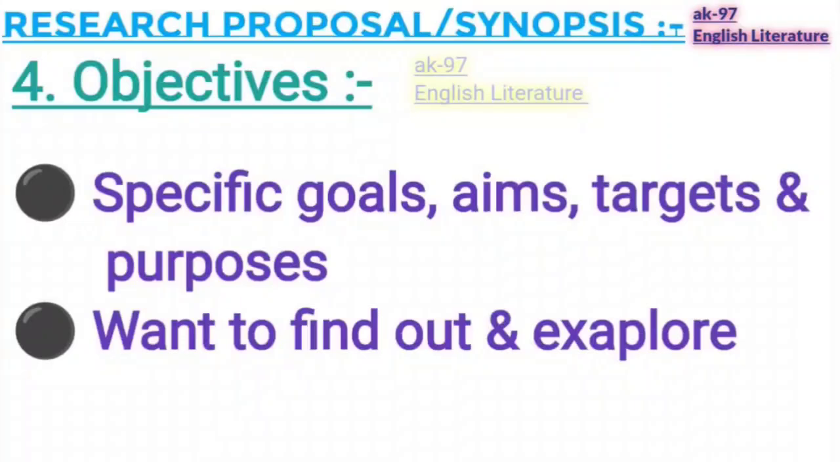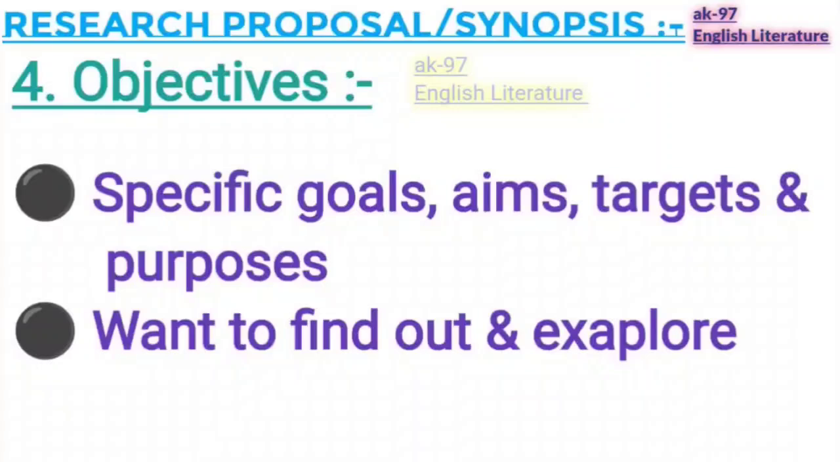And the fourth important part in writing a research proposal or a synopsis is objectives. Objectives are nothing but specific goals, aims, targets, or purposes, and what you're going to do with your research, what your research will investigate, what are the specific goals, what are the specific aims, what are the specific targets and specific purposes. Under objectives, you are also going to mention what are the outcomes that you are going to expect, what are the problems or what are the questions that you have in your brain in conducting this research.